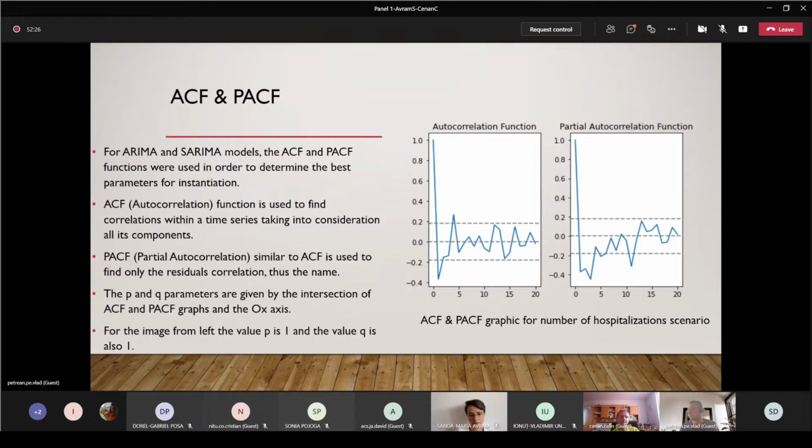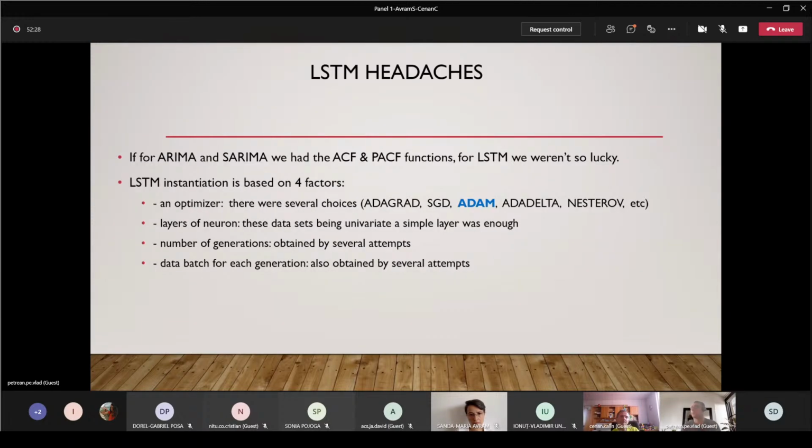In the case of LSTM, here we didn't have, so to say, parameters in order to instantiate the recurrent neural network, but we had to give the number of generations and the data batch for each generation.